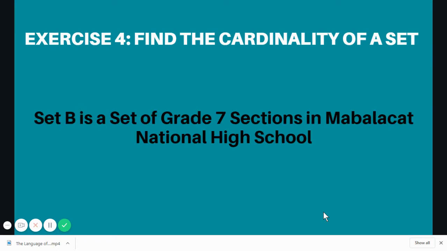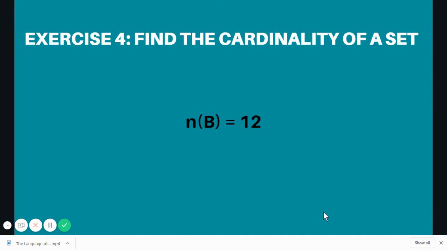Okay, next tayo. Set B is a set of grade 7 sections in Mabalacat National High School. What do you think is the answer? Okay, so the answer is 12 because there are 12 sections in grade 7 in Mabalacat National High School. So yung total number of sections in grade 7 in Mabalacat National High School is 12. That's why our cardinality is 12.